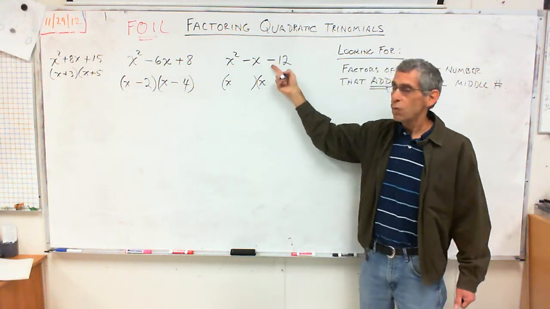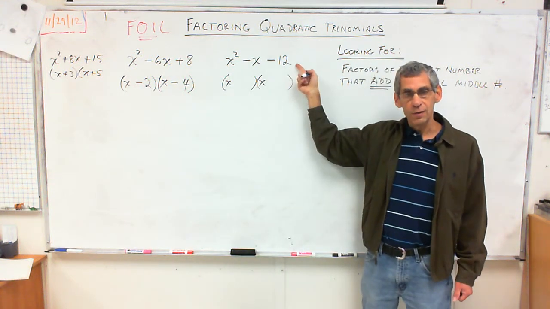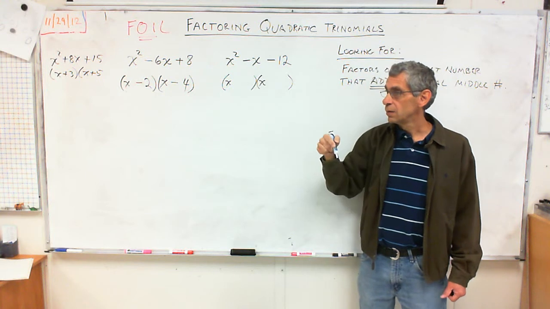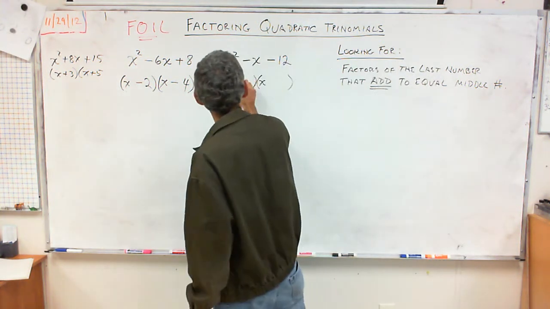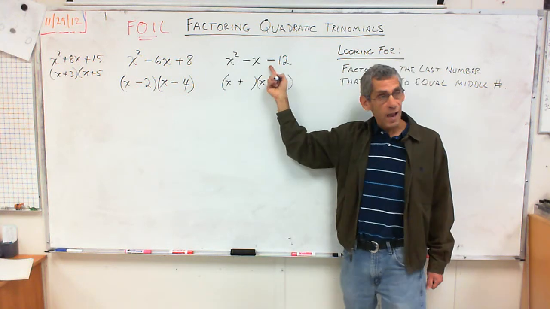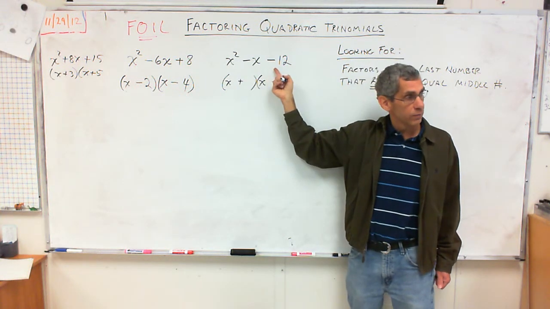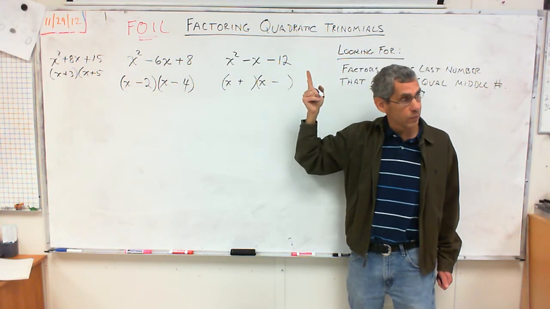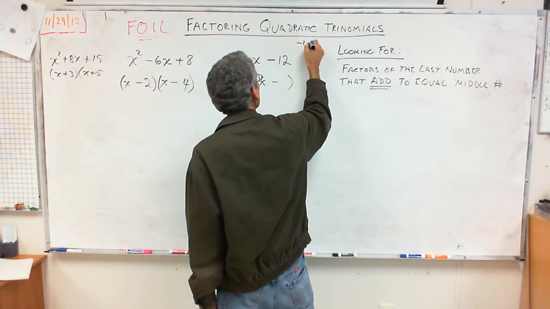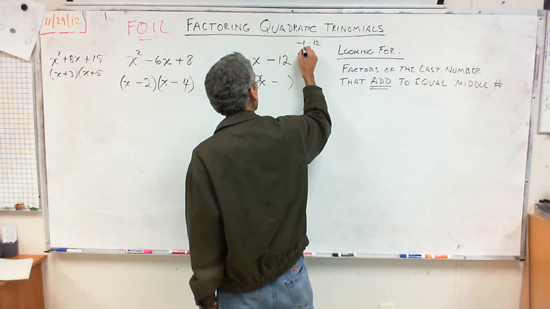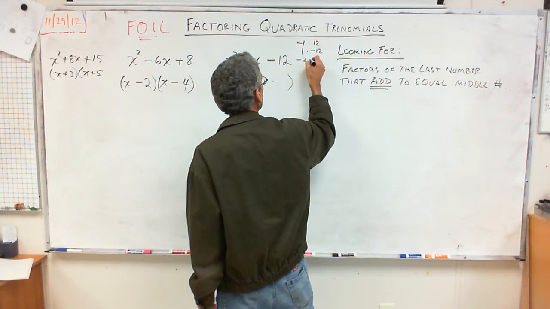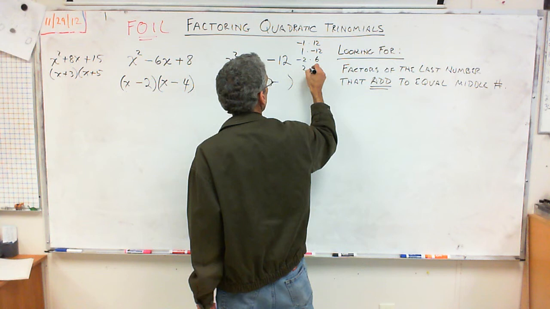Now, what is the only way I can get a negative number as my last term, in terms of signs here? Yes, one's a negative and one's a positive. So I'll put positive, negative. Okay, so factors of negative 12. One of them's got to be positive, one's got to be negative, right? So I could do negative 1 times 12, or 1 times negative 12, or negative 2 times 6, or 2 times negative 6.